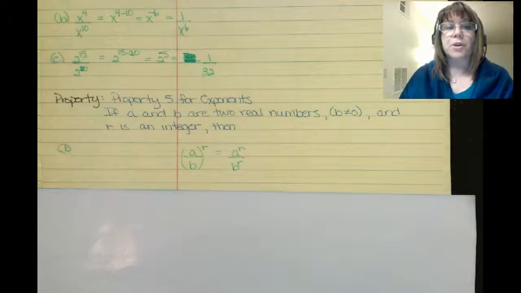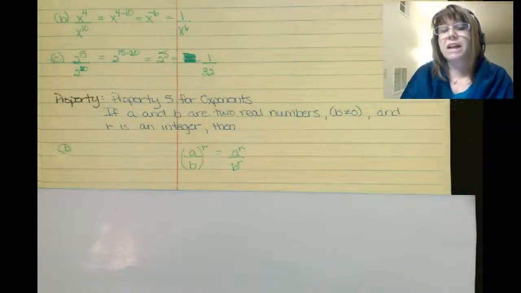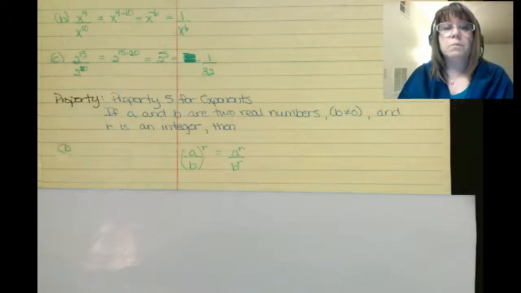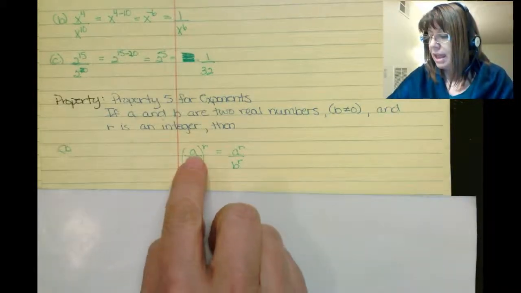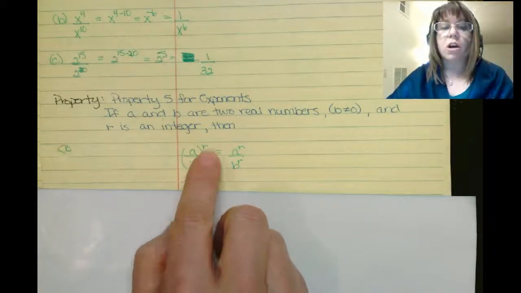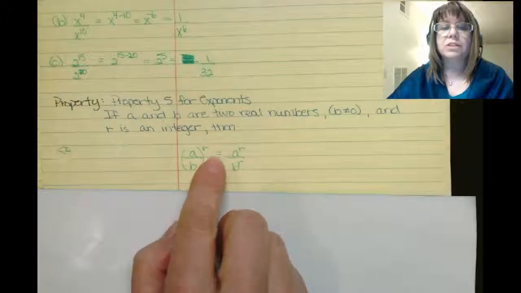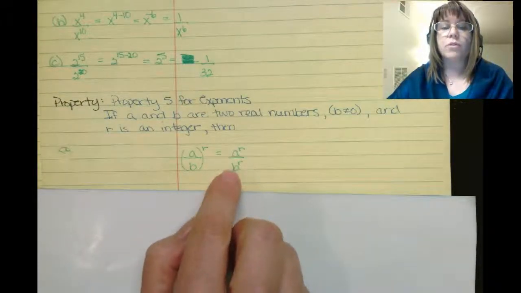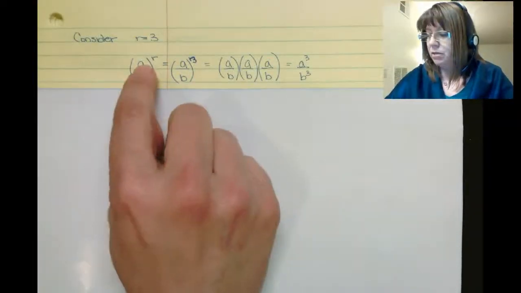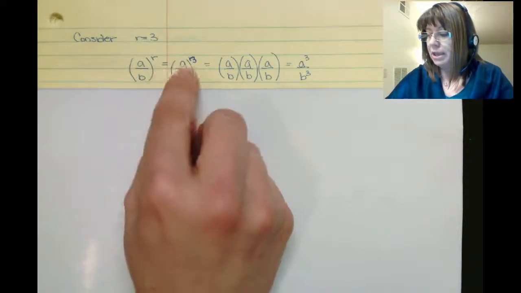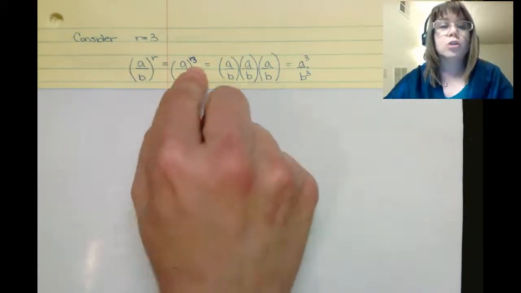A next property, property number 5 for exponents: if a and b are two real numbers where b does not equal 0 and r is an integer, then we can say a over b all to the r power will result in a to the r over b to the r. Let's consider r as 3. So a over b to the r power will be a over b cubed.